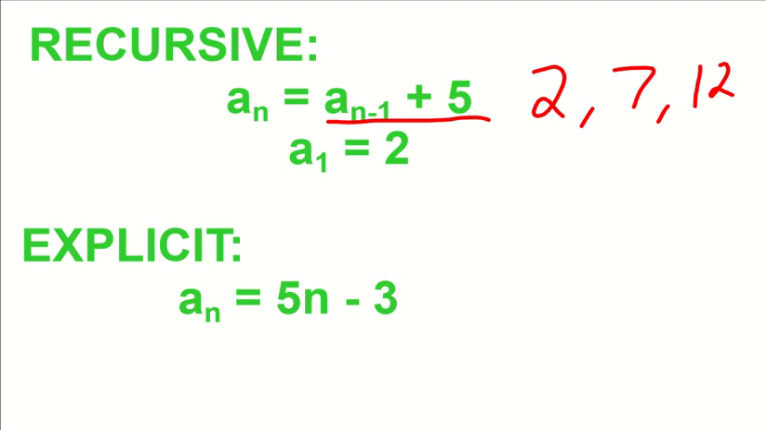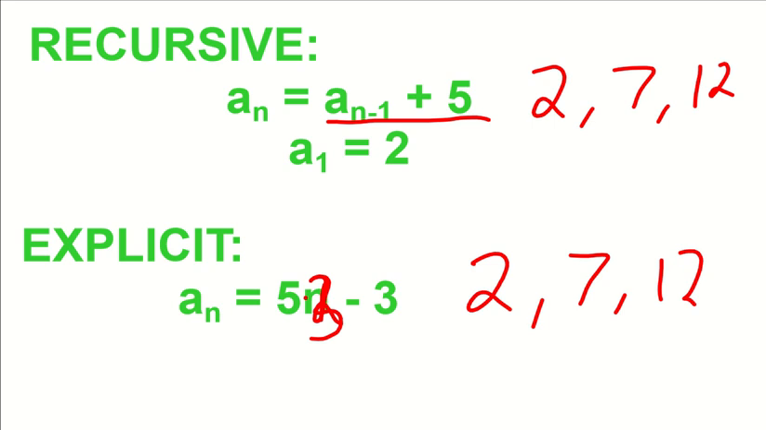Everybody kind of follow? The explicit ones are a little bit different. Anybody think they can tell me the first term there? 2. Who's not sure where 2 came from? So when you're looking for the term, if we want the first term, we put a 1 right there. 5 times 1 is 5, minus 3 is 2. So now if I want the second term, we're going to put a 2 there. 5 times 2 is 10, minus 3, 7. If I want the third term, 5 times 3 is 15, 15 minus 3. Well, you can see these are the same sequences, just written different ways.